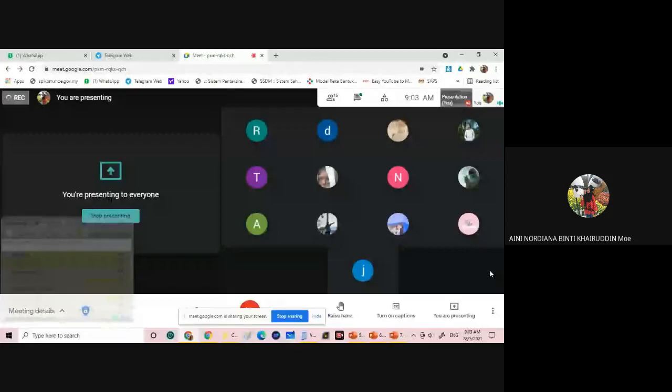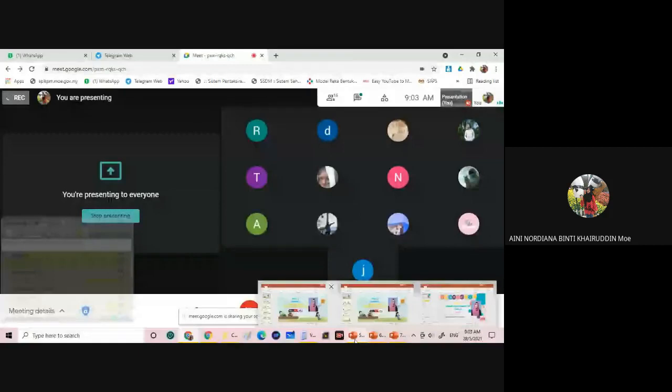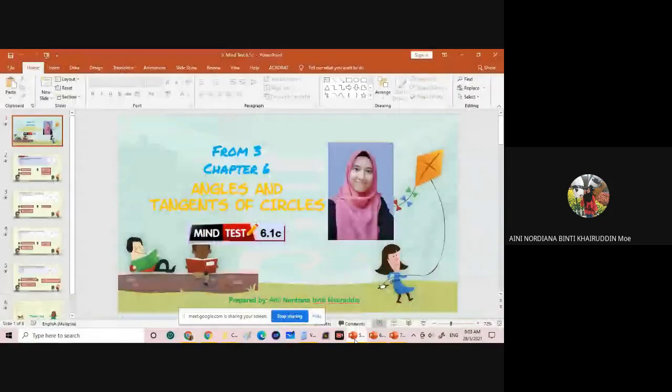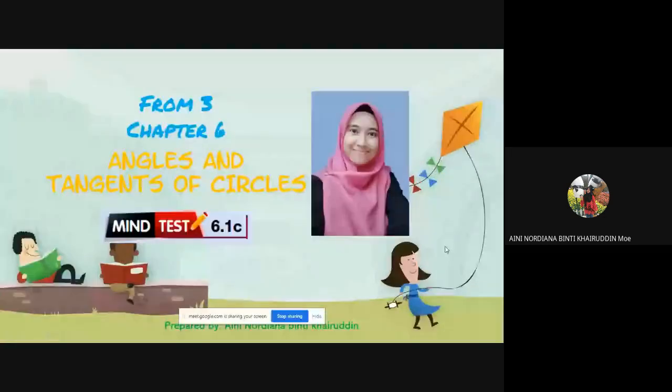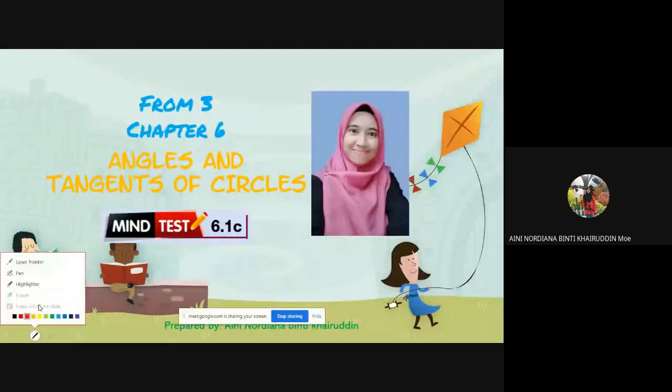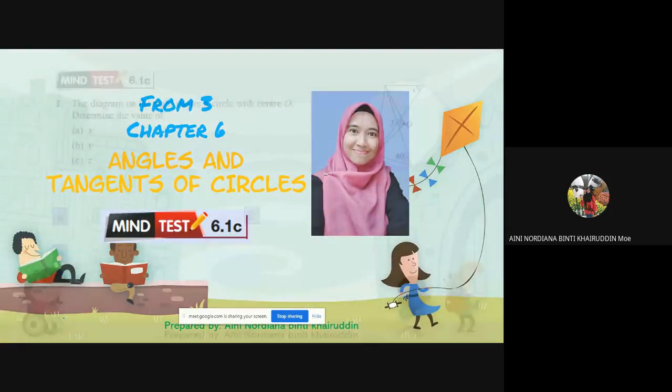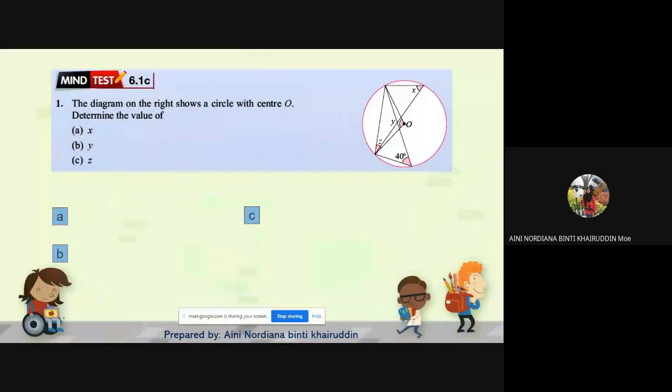Discussing homework. Morning, Jyoti. Okay, we start with 6.1c. Okay, question number 1. The diagram on the right shows a circle with center O.